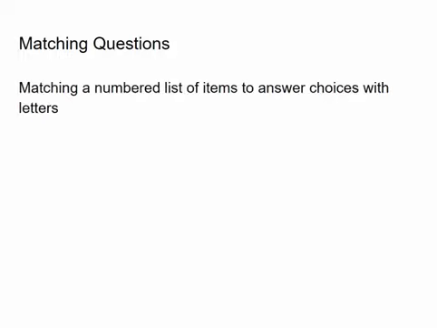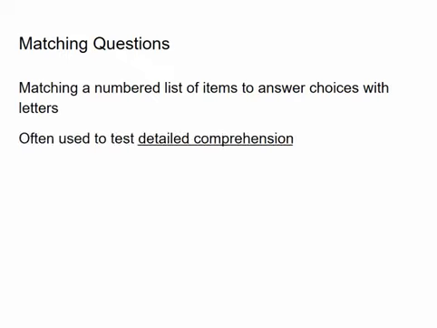Okay, first let's look at some basic information about this question type. All right, so as we just saw, the main point of this question, the main activity you'll be doing, is to match a numbered list of items. Okay, these are your questions with answer choices, which will appear in a list, sometimes in a box for you. So this question type is used to test detailed comprehension. So you're supposed to listen for details to answer this question type.